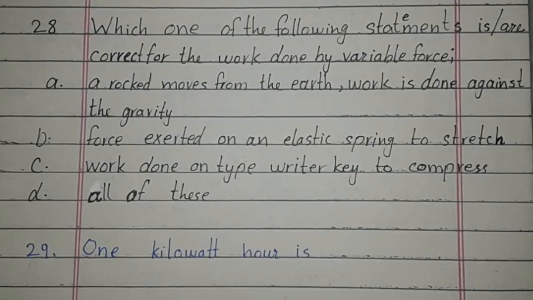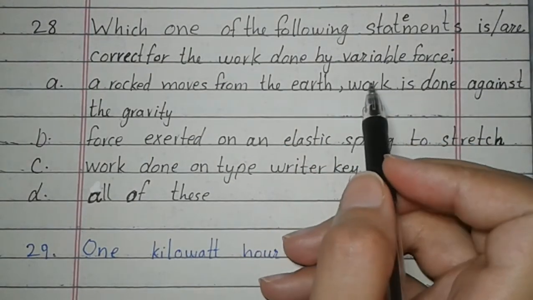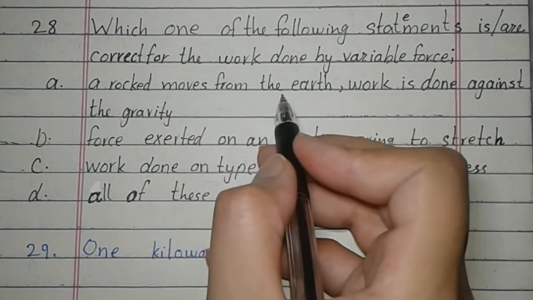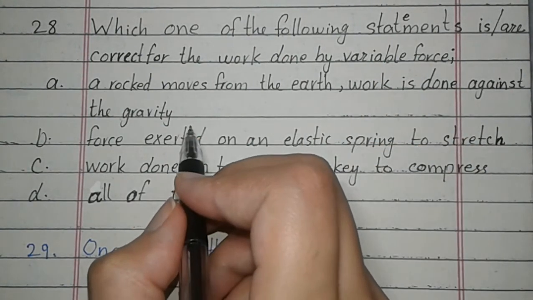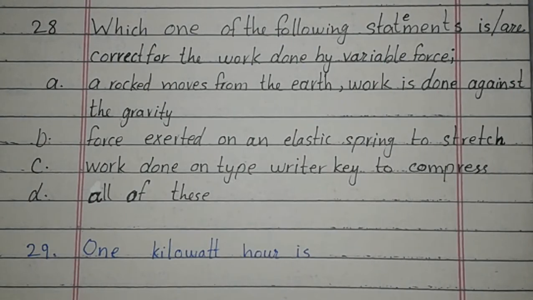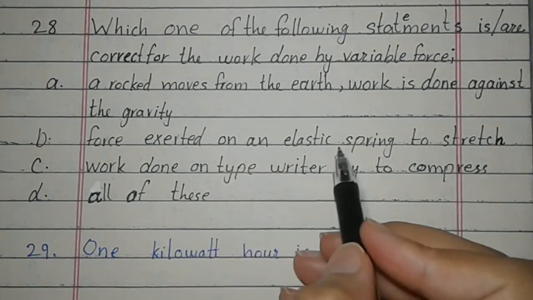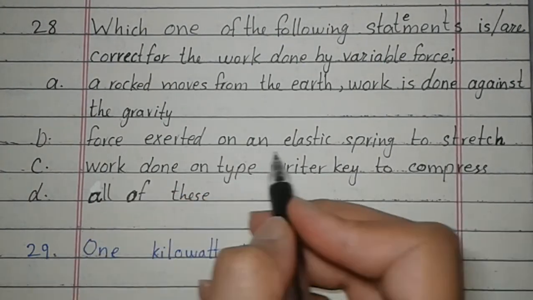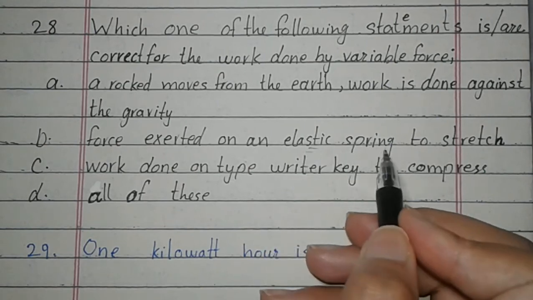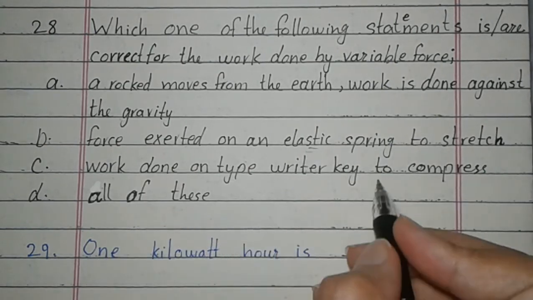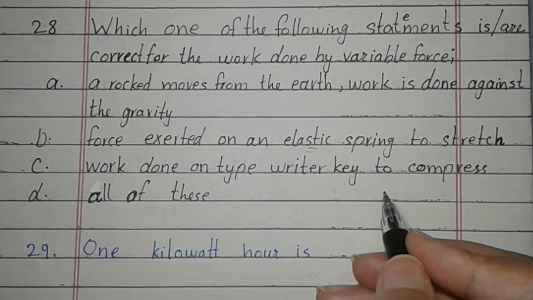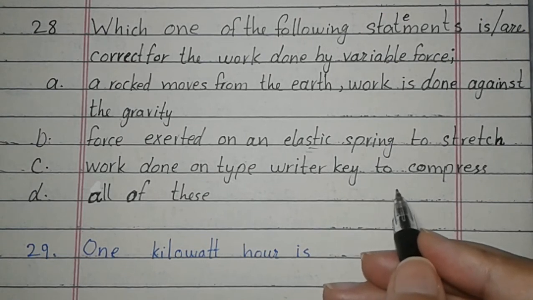Next one: which one of the following statements are correct for the work done by variable force? Number A, a rocket moved from the earth, work is done against gravity, so the gravitational force is variable. Force exerted on an elastic spring to stretch it, so the elastic spring exerts variable force also. Work done on a typewriter key to compress it, so the force exerted is variable.